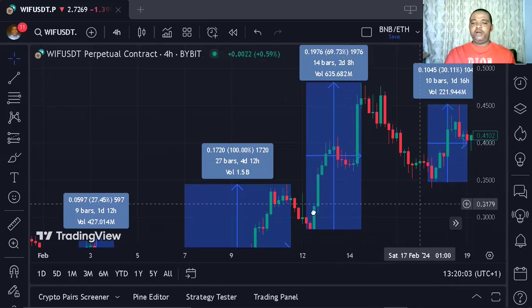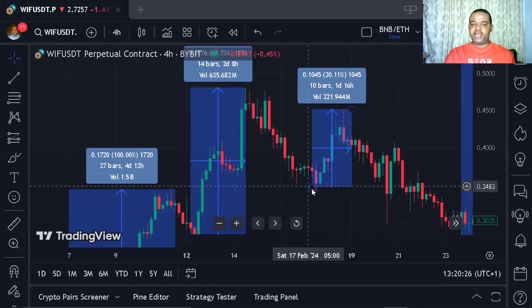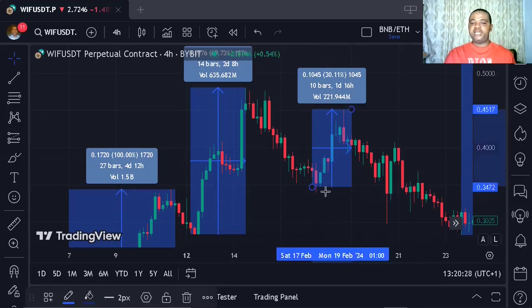Moving on to the next bullish trend section, this bullish trend section started from the lowest price of this green candlestick bullish trend starter. And from there, the price action squeezed up by 30.11% before this particular bullish trend section was interrupted at the lowest price of this green candlestick bullish trend starter. So as you can see, this particular bullish trend section only squeezed up by 30.11% in 1 day, 16 hours.